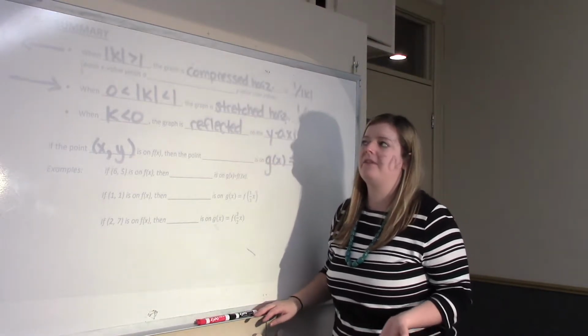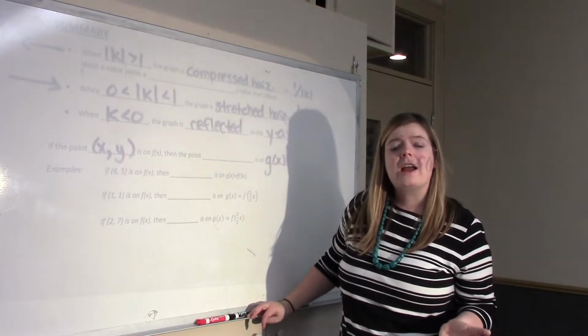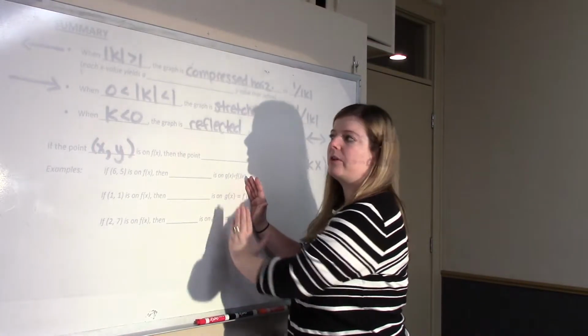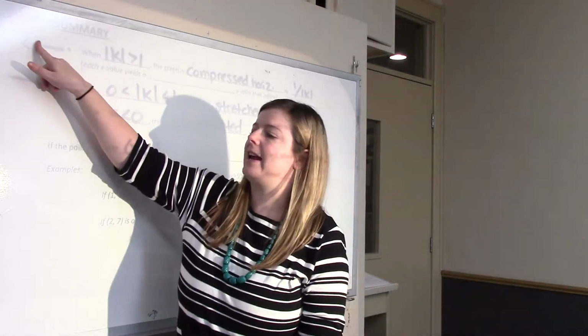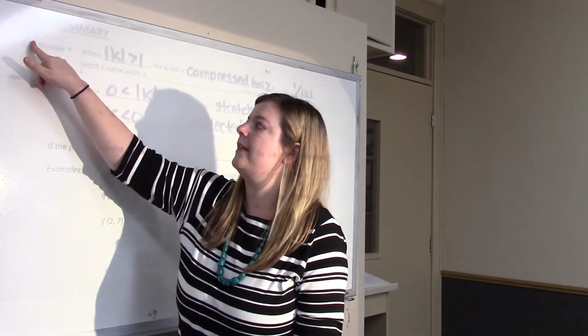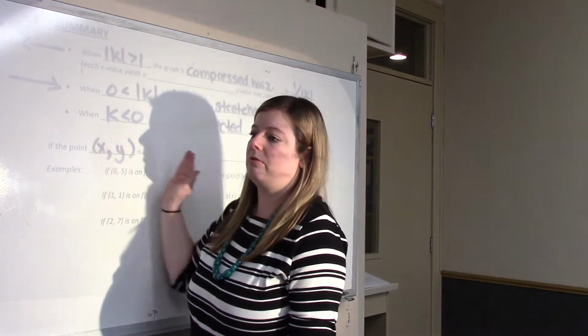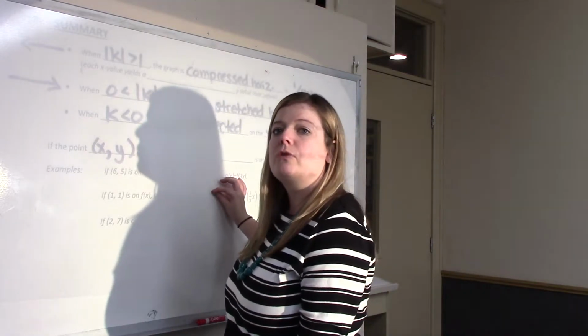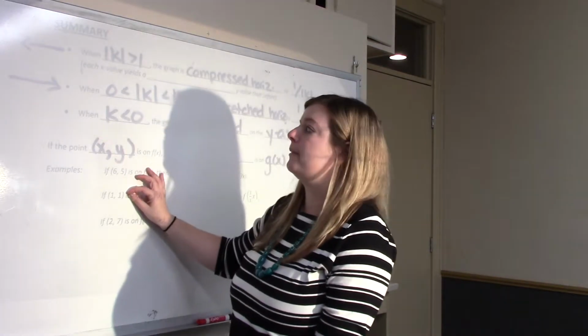So for example, if your k value is 4, then all of the x values are going to be a quarter of where they used to be. That's why I have this arrow here to show that it's being compressed horizontally in this direction. Okay, so you compress everything in. You're not moving your x values up and down based on k, you're moving them left and compressing them.